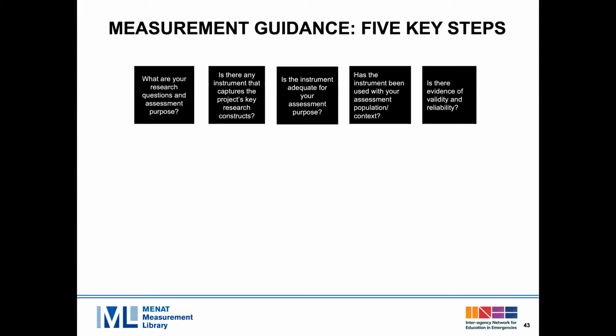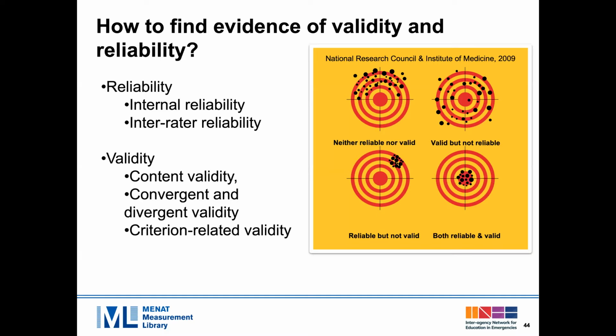the users will need to identify whether there's evidence of validity and reliability. For that, the measurement guide also provides very specific information about what these concepts mean and how they can be assessed, and how you can collect that information if you're trying to use the measure in a completely different setting, context, or population. How can you assess reliability, things such as internal reliability and inter-rater reliability, as well as validity: content, convergent, divergent, and criterion related validity?